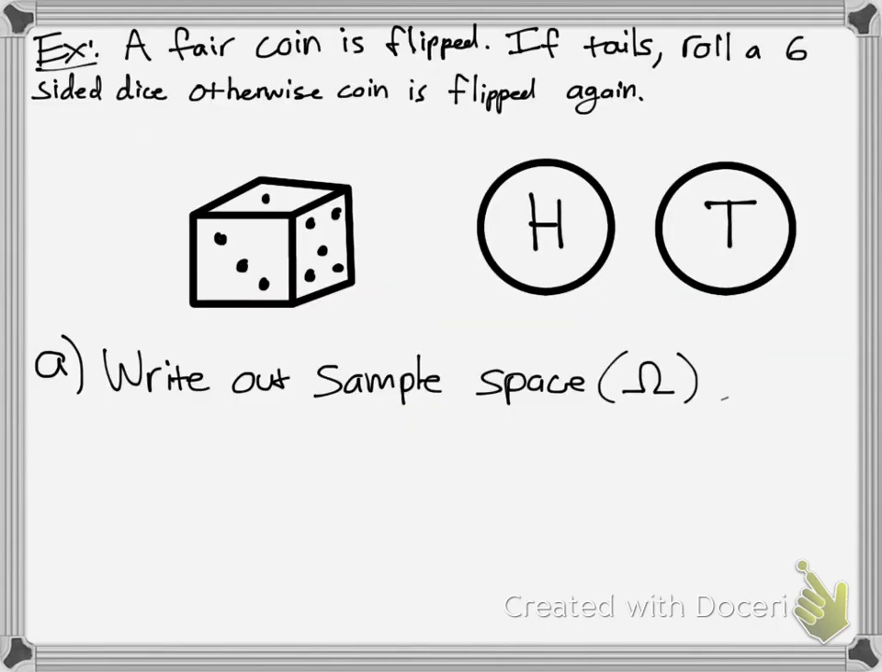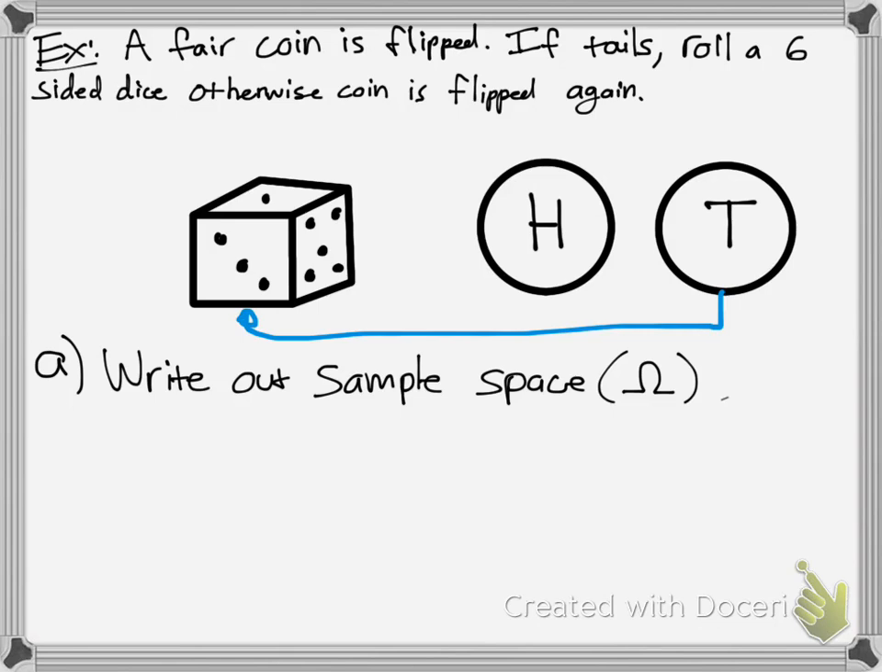If a coin is flipped and you get a tails, you roll a six-sided die. Otherwise, the coin is flipped again, and if you get a tails, you roll the die. But if you get a heads, you just flip it again until you get a tails. So again, if that didn't make sense, think about it: you flip a coin. If you get tails, you roll the die. If you get heads, flip it again. The main important part is that if you get a tails, you roll the die.